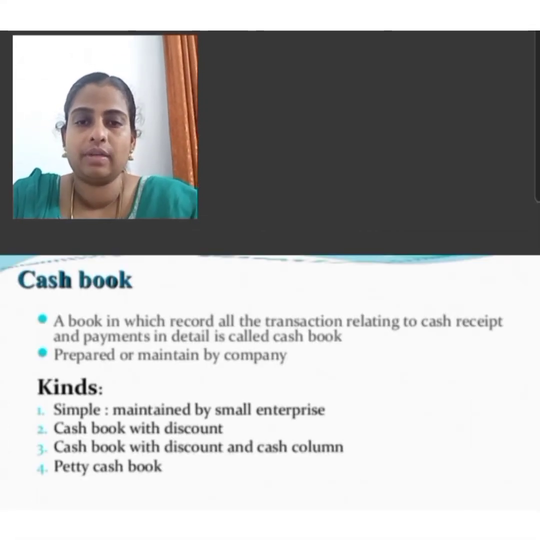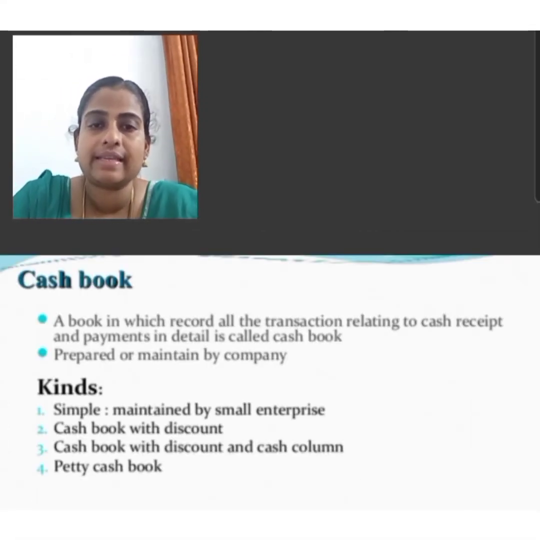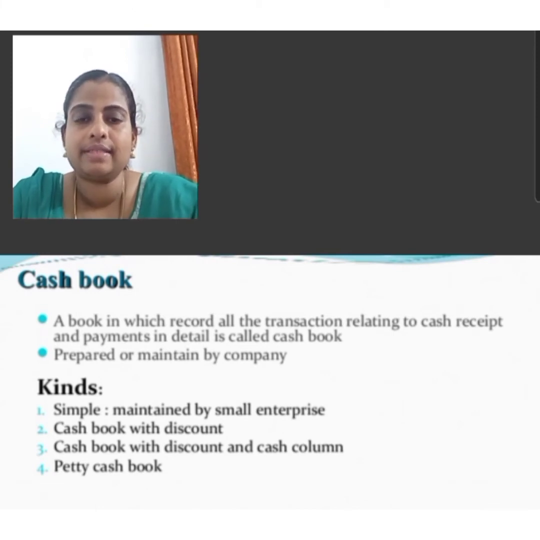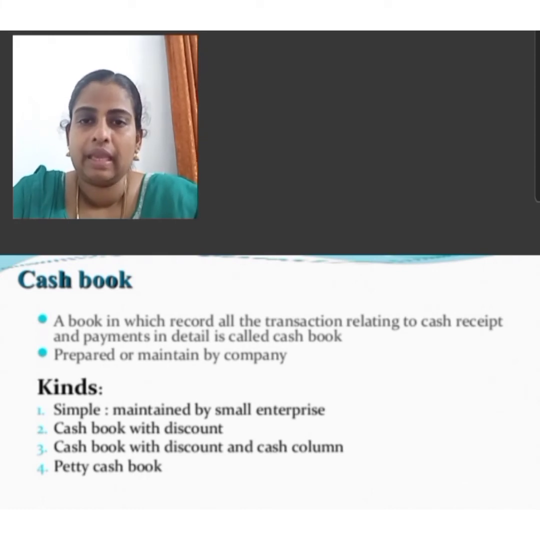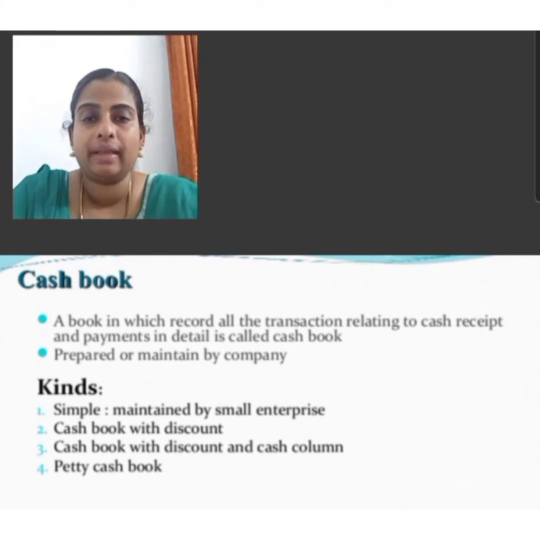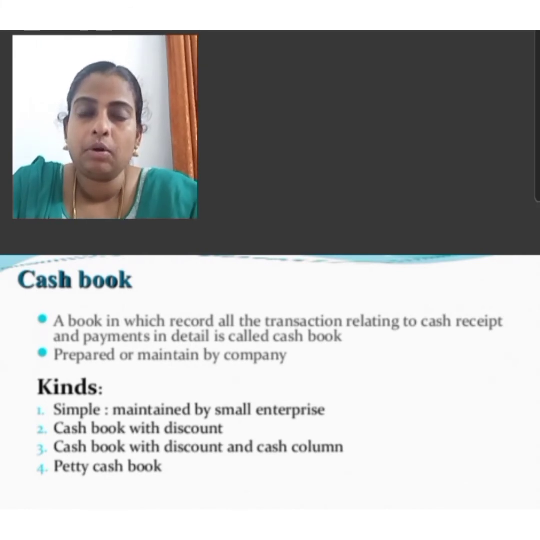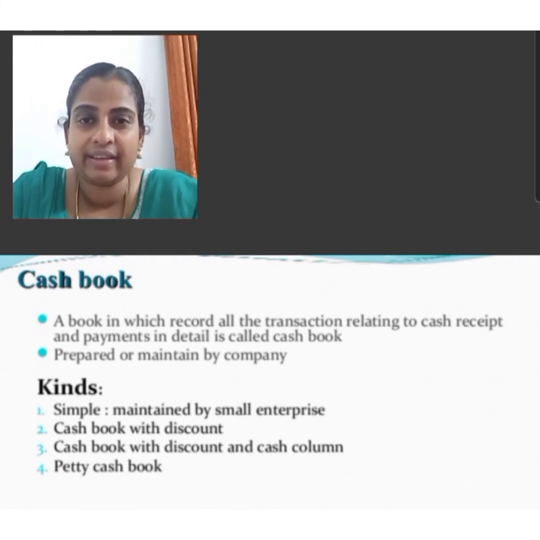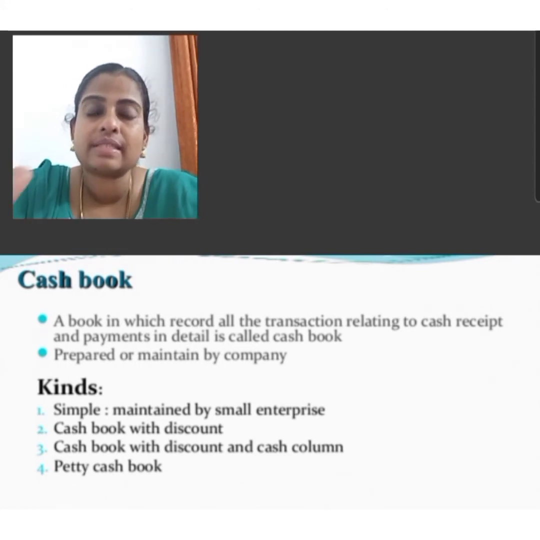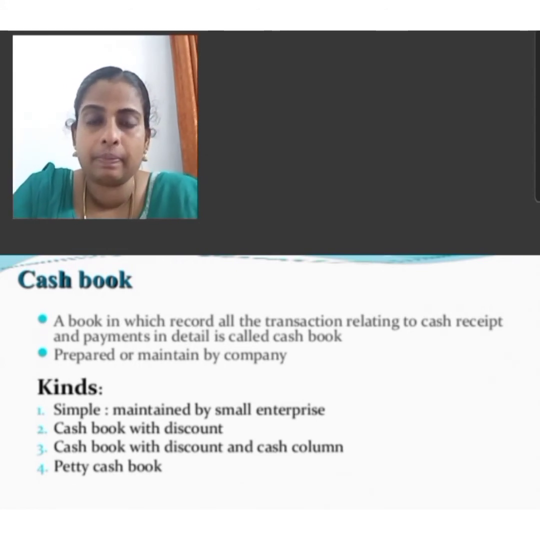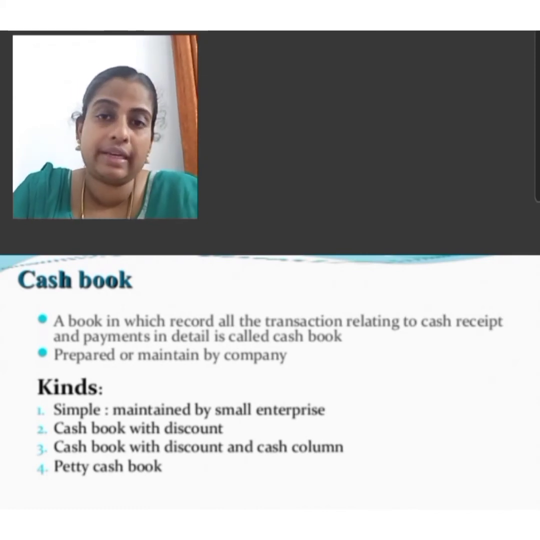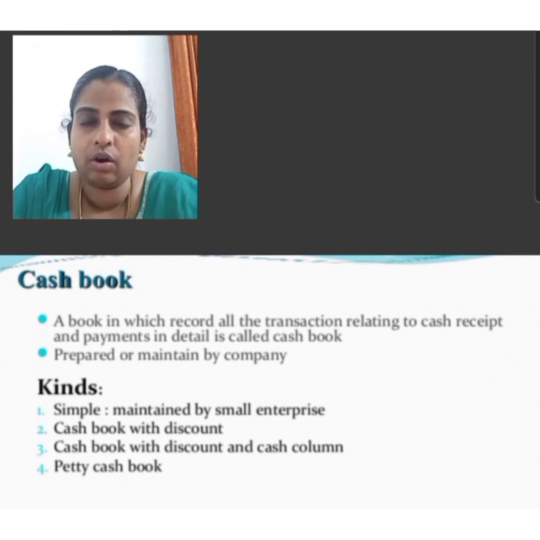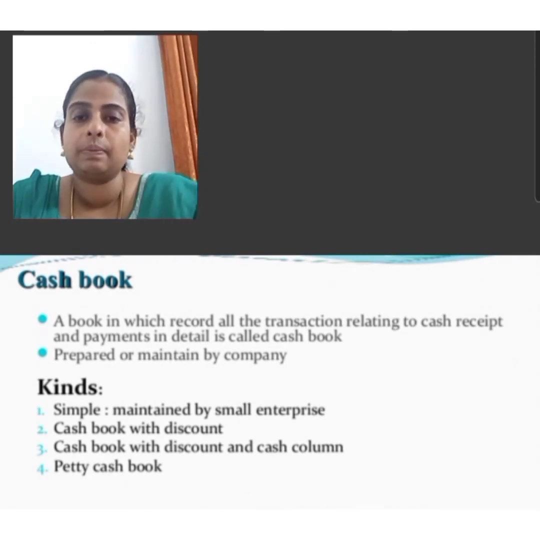A book in which we record all transactions relating to cash receipts and payments in detail is called a cash book. It is prepared or maintained by the company. The important cash inflows are checks received or any amount received by the company from a third party, and the payments of the company are checks issued or drawn, interest paid, or any amount paid by the company to an outside party or third party.